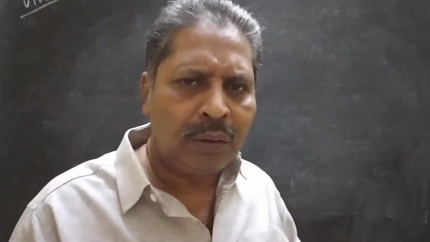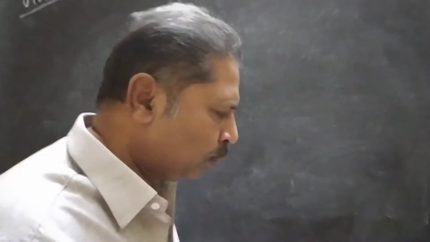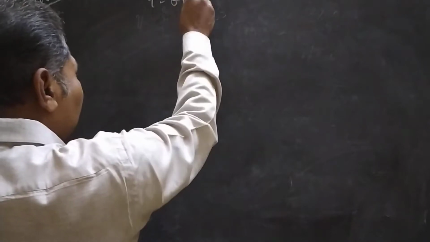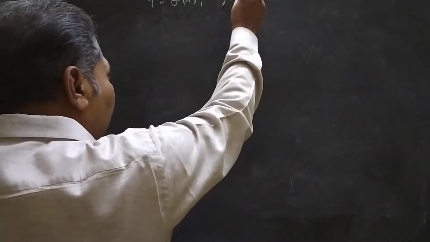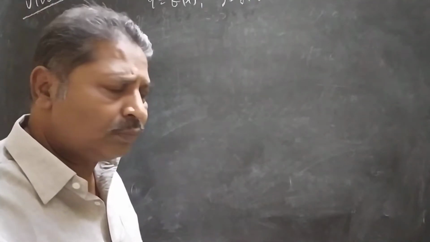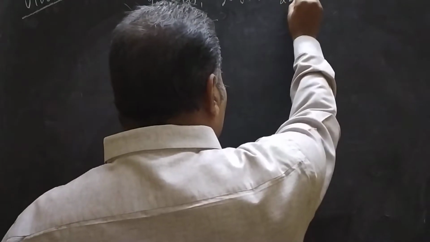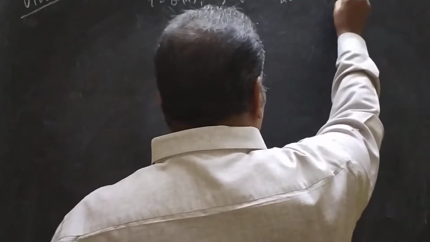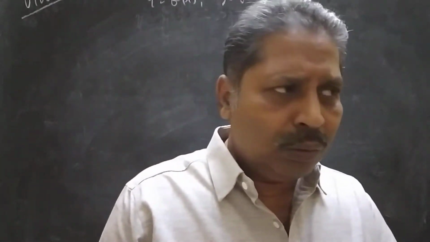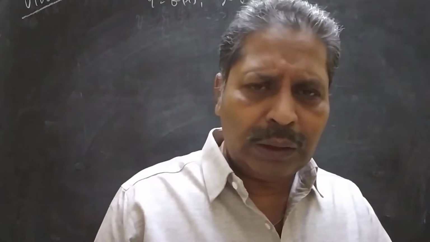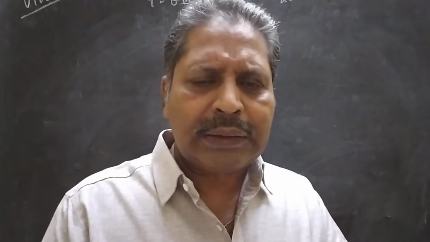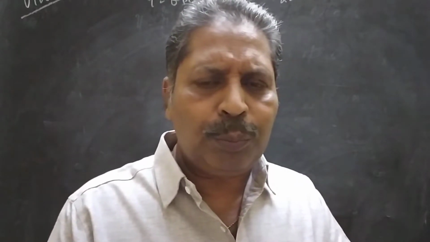Area between two curves. Let y equal to f of x, y equal to g of x be two curves. Find the area of the region bounded by the curves y equal f of x, y equal g of x, and the lines x equal to a and x equal to b.